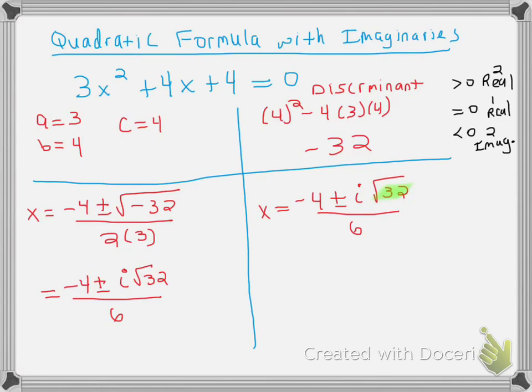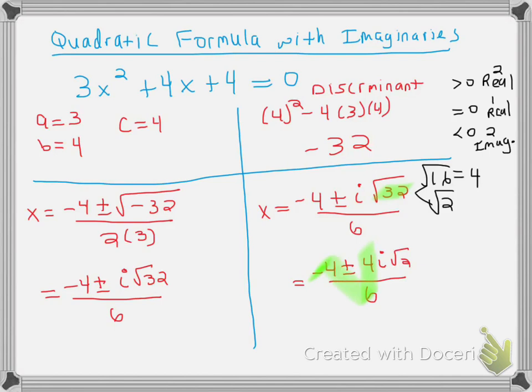If that means you have to start taking your number 32 and divide it by 4, divide it by 9, divide it by 16, divide it by 25, just continually keep doing that. All right. Now in this case, I'm going to break it up as 16 and 2. I can take the square root of 16, which is going to be 4. I cannot take the square root of 2, so I'm going to leave it as that. So what we're going to do is some rewriting. This is going to be negative 4 plus or minus. Now, instead of i square root of 32, I'm going to write it as 4i square root of 2. And that's all divided by 6.